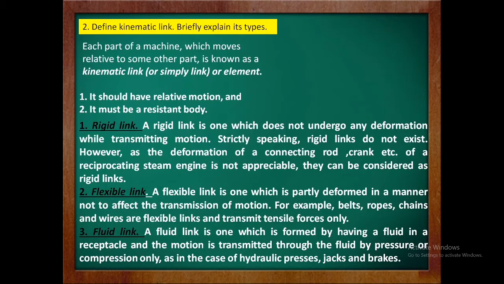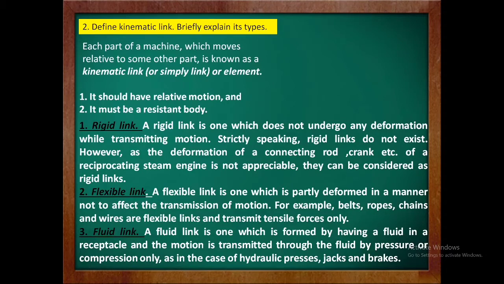Second question, define kinematic link, briefly explain its types. Link means each part of a machine which moves relative to some other part is known as a kinematic link. It is also known as a simple link, or it is also known as an element. A link should have a relative motion. A link must be a resistant body but not necessarily a rigid body. These are the two characteristics of a kinematic link.